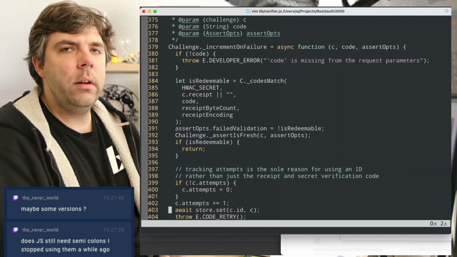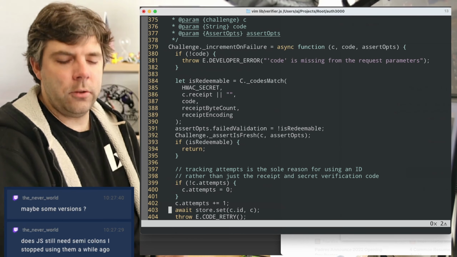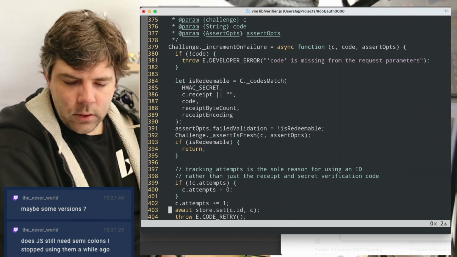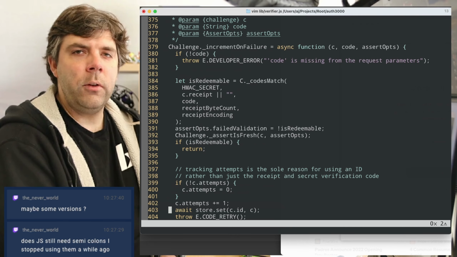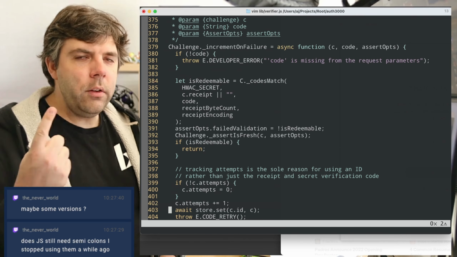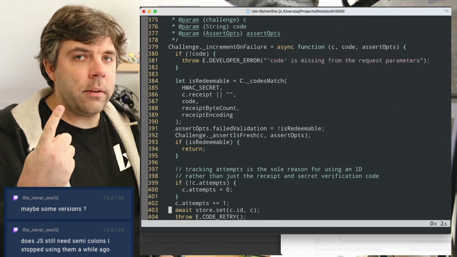Not using semicolons in JavaScript is stupid. And the only reason that you wouldn't use them is if you were either ignorant or arrogant. You have to be one of the two. The ignorance would be that you think that they're not necessary.